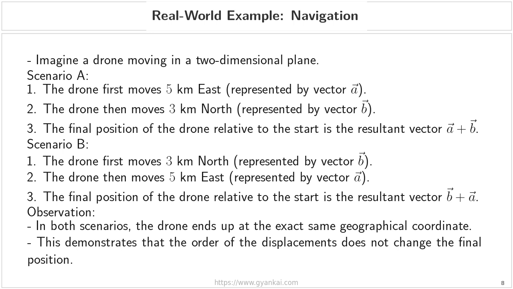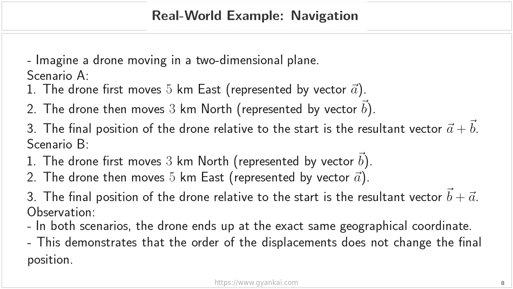If you observe the outcome of both scenarios, you will notice something important. Despite the different paths taken, the drone ends up at the exact same geographical coordinate in both cases. This perfectly demonstrates our lesson. The order of the displacements does not change the final position.